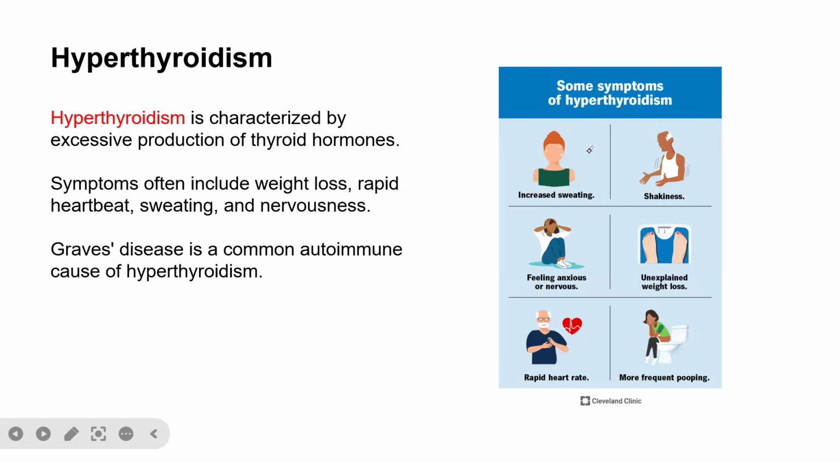So some symptoms of hyperthyroidism include increased sweating, shakiness, feeling anxious or nervous, unexplained weight loss, rapid heart rate, and more frequent bowel movements. So these are the signs and symptoms associated with hyperthyroidism.